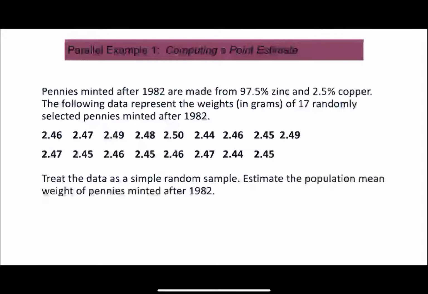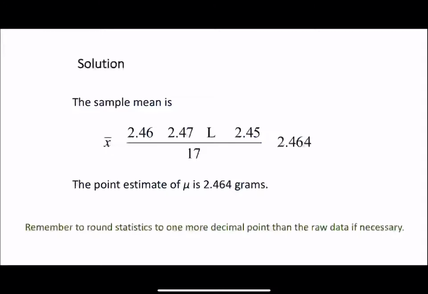Okay. So here's an example. So pennies minted after 1982 are made from 97.5% zinc and 2.5% copper. The following data represents the weights in grams of 17 randomly selected pennies minted after 1982. So we're going to treat the data as a simple random sample, and we're going to estimate the population mean weight of pennies minted after 1982. You guys know how to find a mean. We just add them all together.